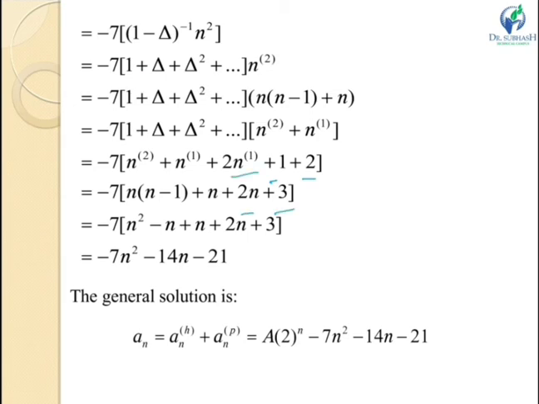This 2n will be as it is. This n will be as it is. And again this n square can be written as n into n minus 1. So again opening the whole bracket, I get n square minus n plus 2n plus 3. Simplifying this, I get minus 7n square minus 14n minus 21. So this is the final particular solution, and the general solution is given by homogeneous solution plus particular solution.